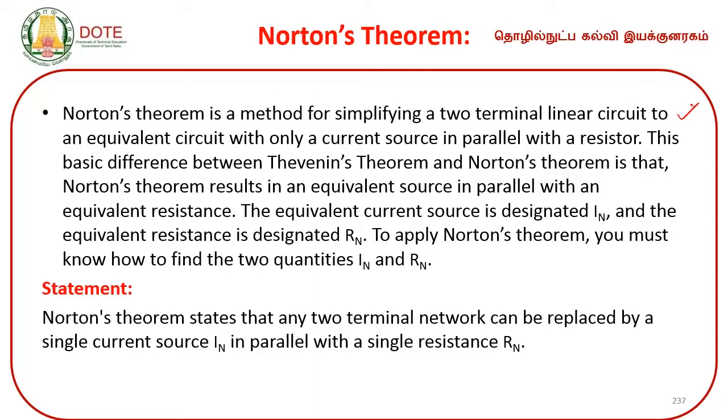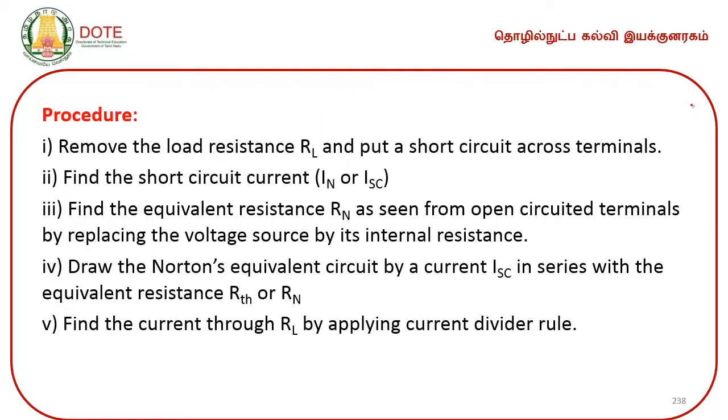Norton's theorem states that any two terminal network can be replaced by a single current source IN in parallel with a single resistance Rn. Procedure: number 1, remove the load resistance RL and put a short circuit across the terminals. That is the first point.